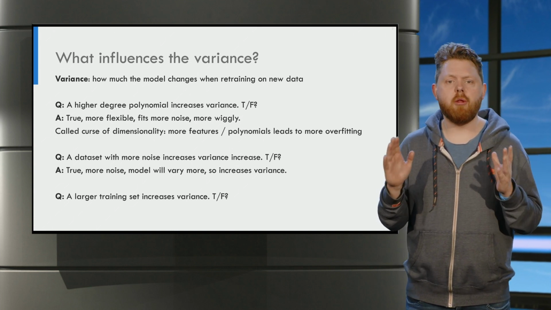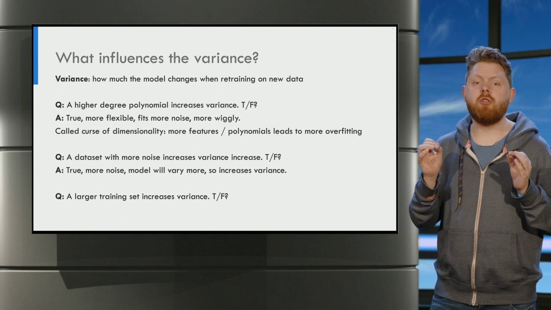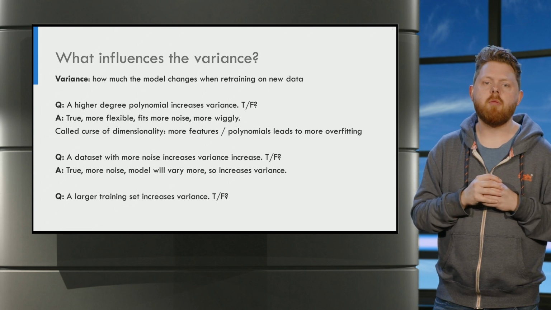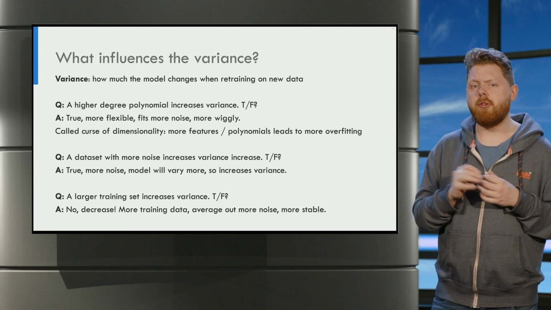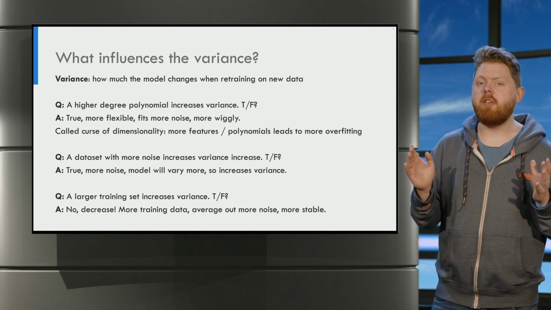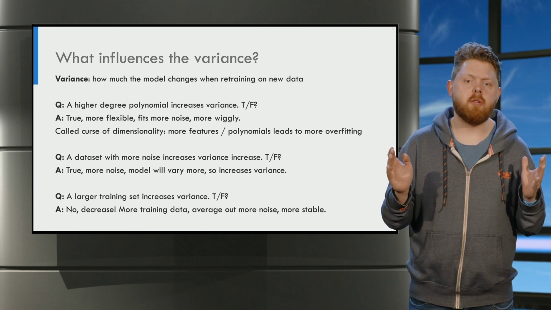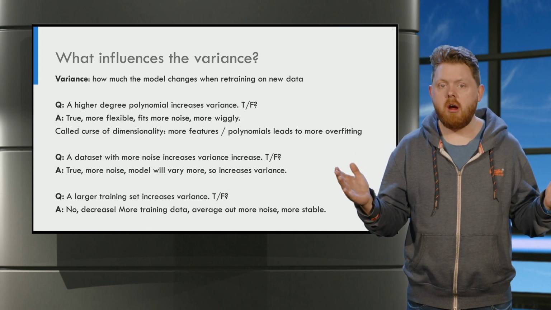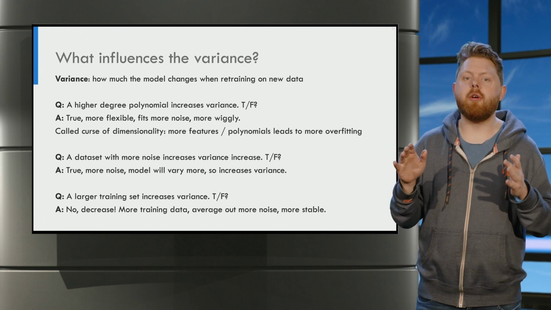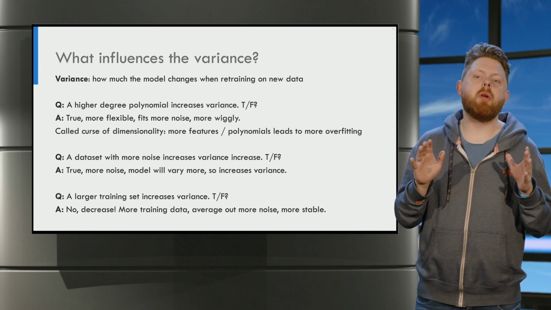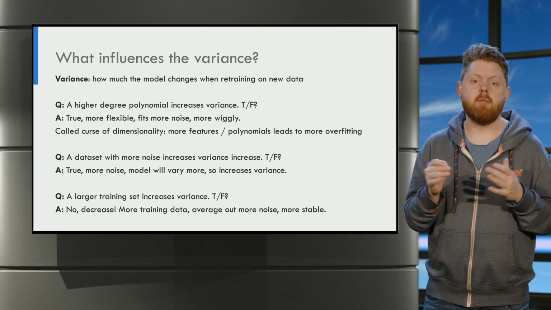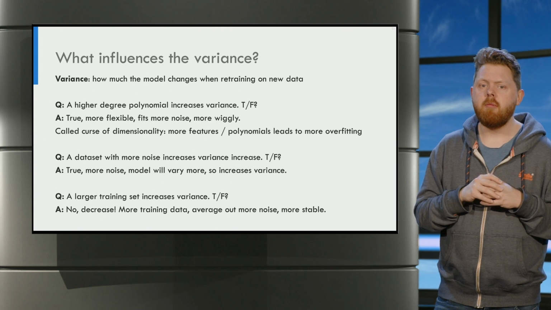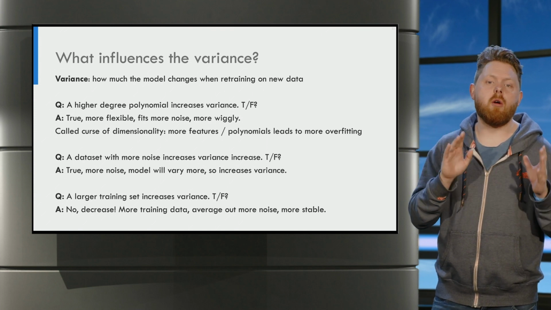Okay, then we come to question number 3. A larger training set increases the variance. True or false? The answer is false. The bigger our training set, the smaller our variance. Why? Well, if we have more training data, our model will average out more noise. Thus, the model will be more stable and it will be fitted better. Therefore, it will estimate the true pattern also more accurately. Because of that reason, we get a lower variance.